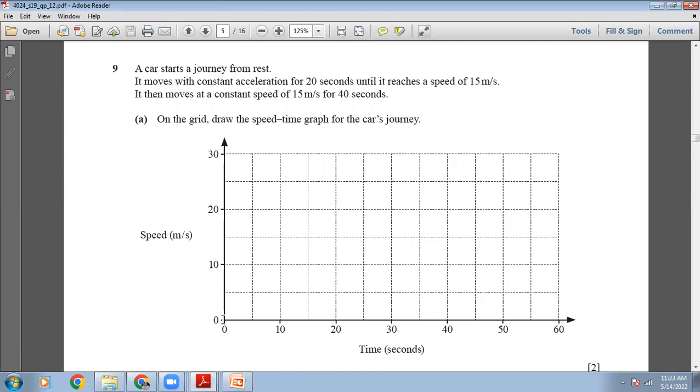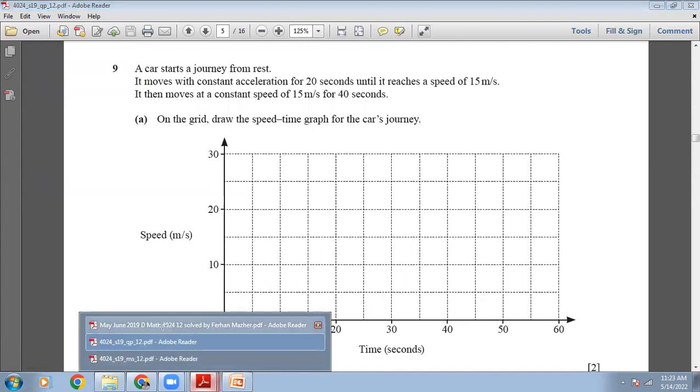Because the acceleration is constant, the speed-time graph will be an inclined straight line. It's a speed-time graph, a very famous question. Okay, so let me show you my solution.